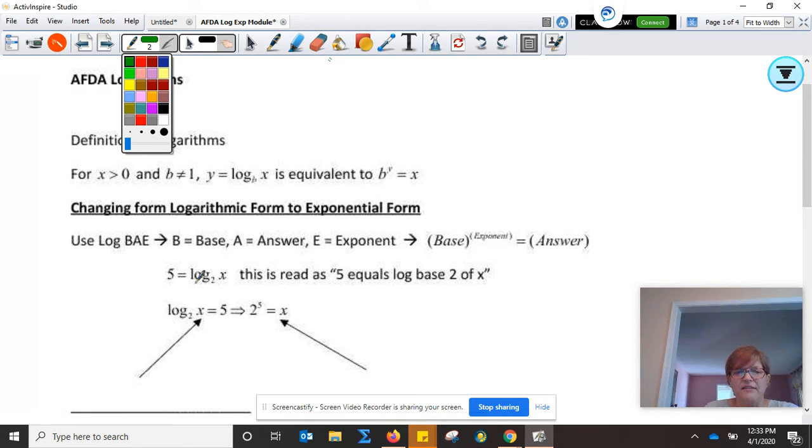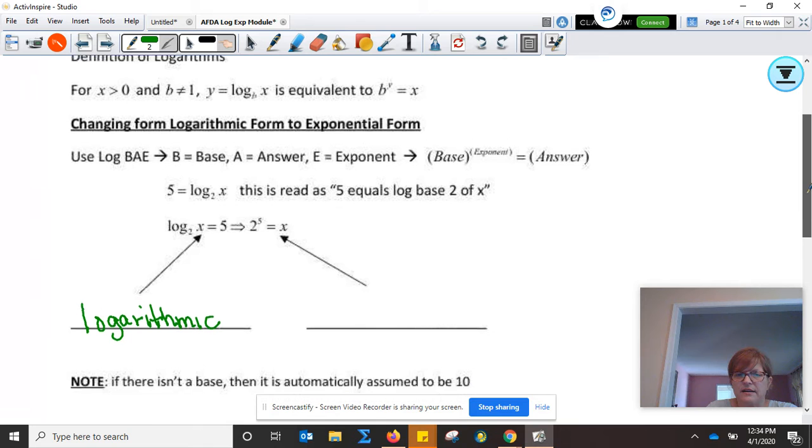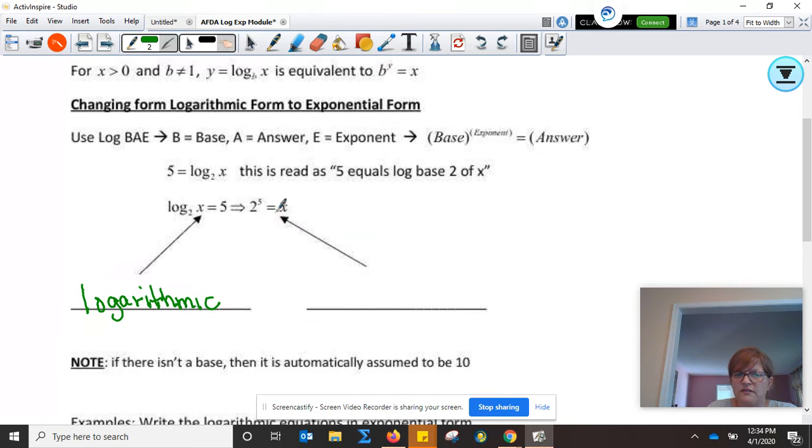We have 5 equals log base 2 of x, and it is read 5 equals log base 2 of x. This log base 2 of x is called our logarithmic form. And 2 to the 5th power equals x, that's your exponential form.